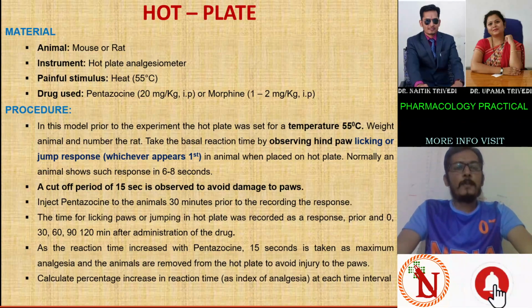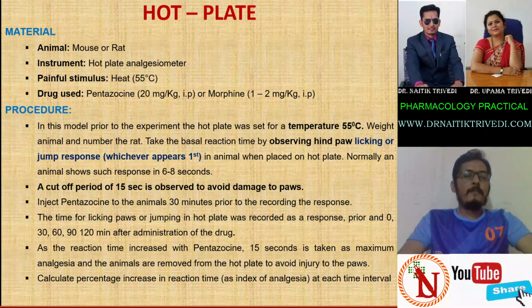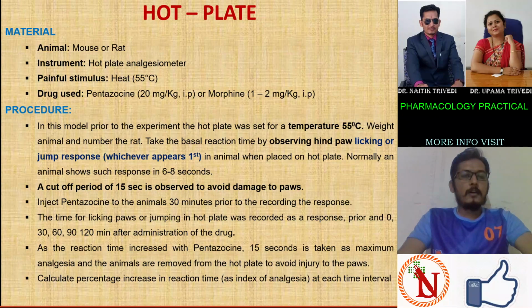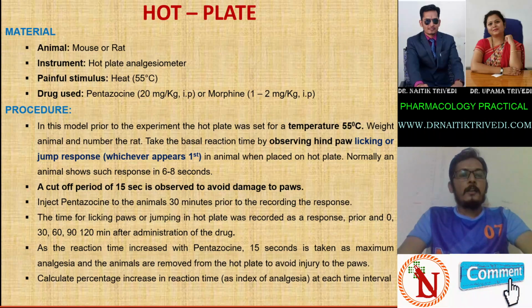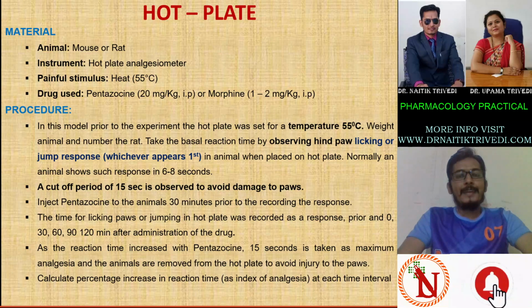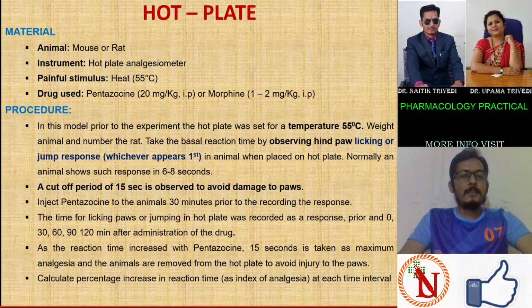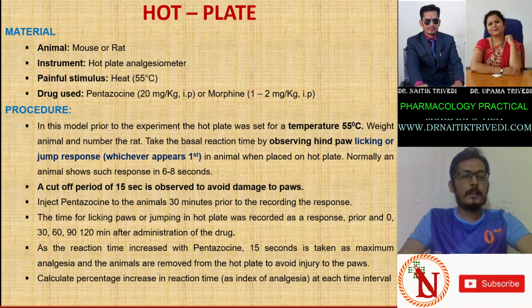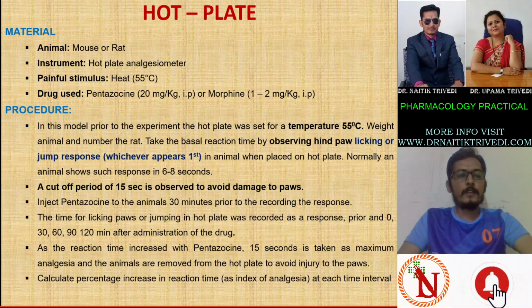First we'll see the hot plate method. In this, the animal we will use is mouse or rat. The instrument name is the hot plate analgesiometer. In this method, we'll maintain the temperature at 55 degrees Celsius for the hot plate analgesiometer. We'll use the drug pentazocine or morphine.